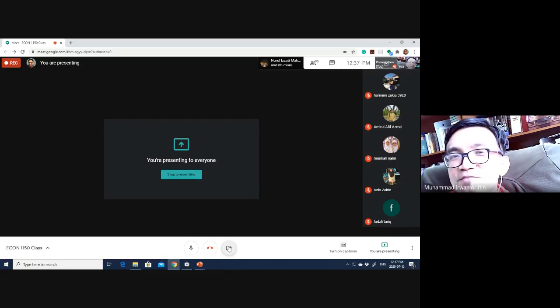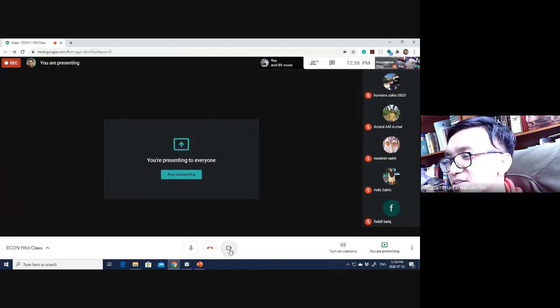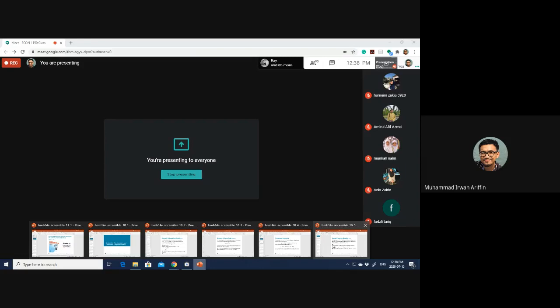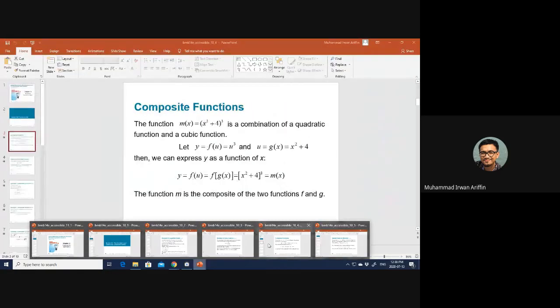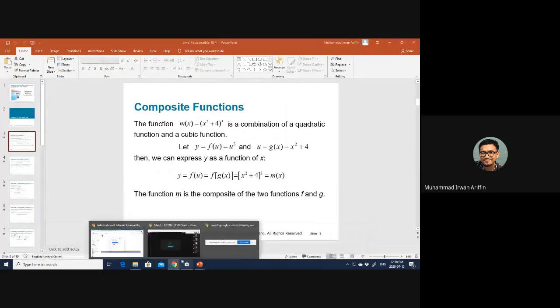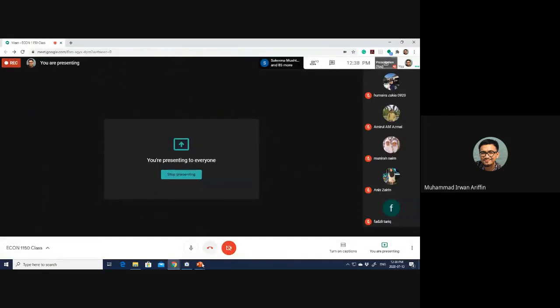Sometimes when you purchase a present for your mom, although Mother's Day already passed, you may buy a cooking pot. Inside that pot, you have a smaller pot, inside you have a smaller pot. It's like boxes, right? These are all nested in one another. So that is basically the concept of a composite function.